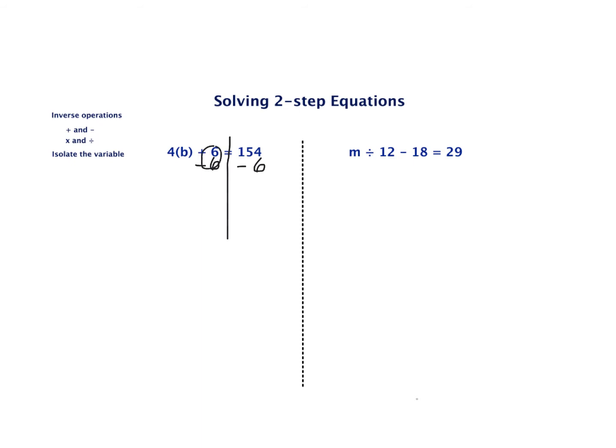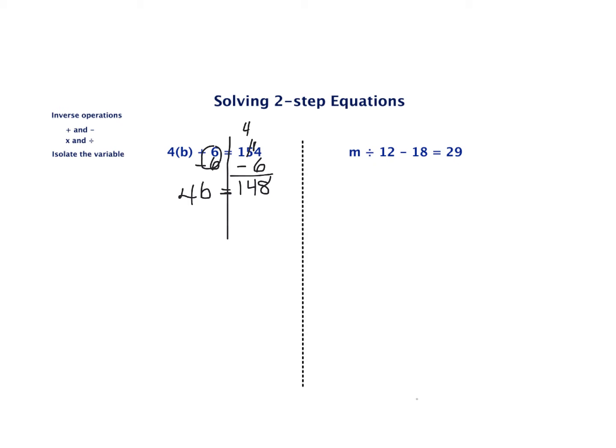6 minus 6 is 0, so I'm left with 4b equals 154 minus 6. I can't take away 6 from 4, so I have to borrow. 5 becomes 4, and the 1 that I borrowed from 5 turns that 4 into a 14. 14 minus 6 is 8. 4 minus nothing is 4. 1 minus nothing is 1. 4b equals 148. So now I want to get rid of the 4 next to the b.